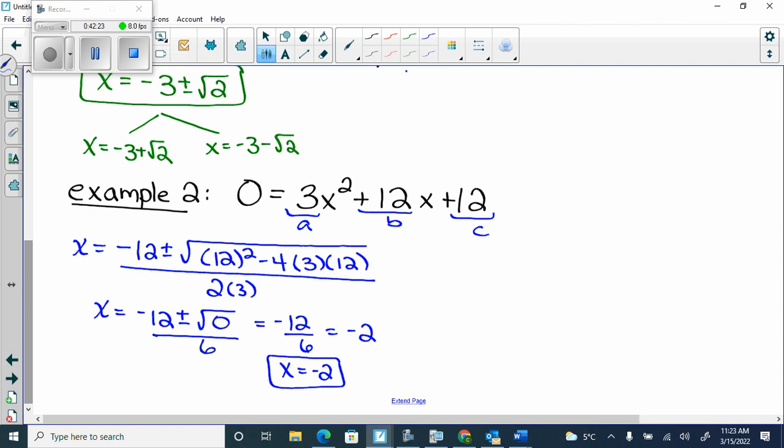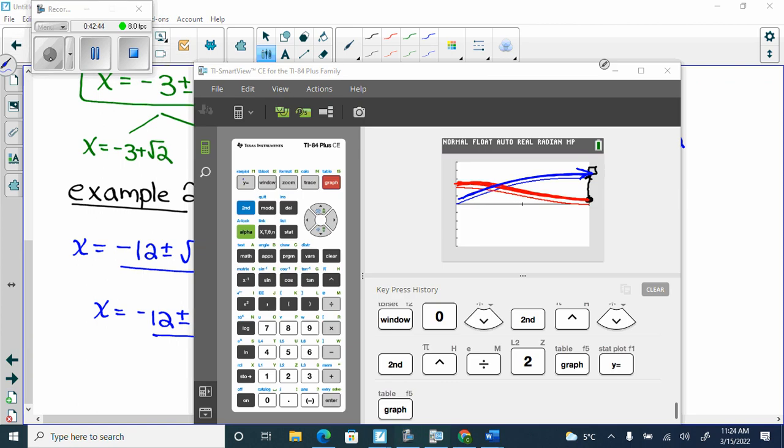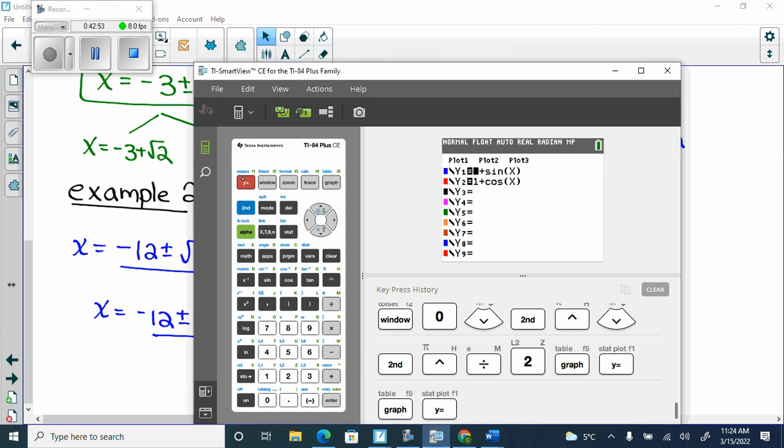Go to y equals, type this one in. Y equals 3x squared plus 12x plus 12. And then zoom 6 just in case you have a weird window going on there. What's happening? What are you seeing in front of your face? I have a graph.